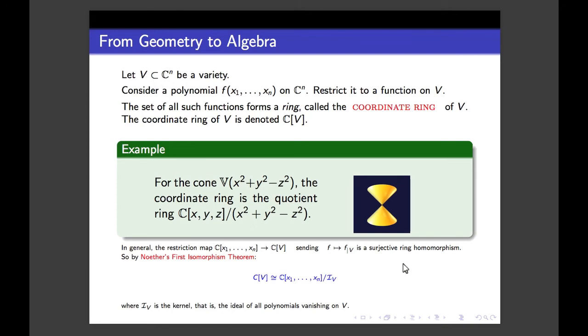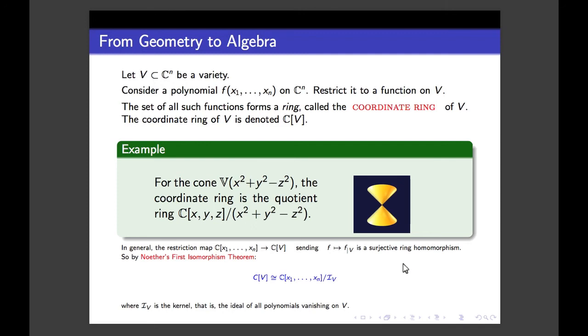If I take the set of all those functions, they form a ring. I can add two polynomial functions. I can multiply two polynomial functions. So it's a ring. It's called the coordinate ring, and it is denoted as you see here. Here's an example: for the cone, the coordinate ring is this nice quotient ring, because we're in 3 variables, we're in 3-space. It's going to be a quotient of a polynomial ring in 3 variables.